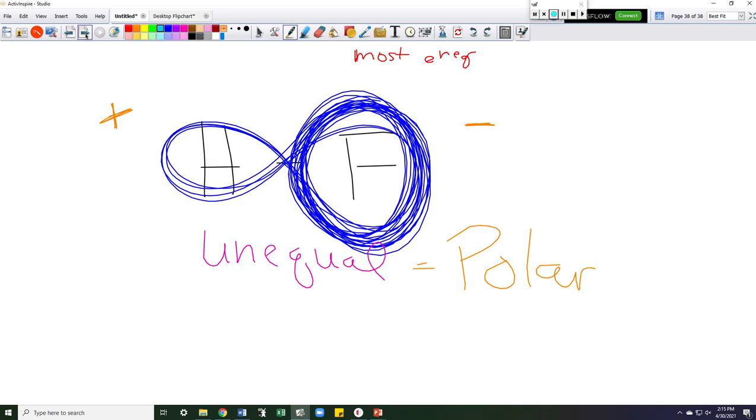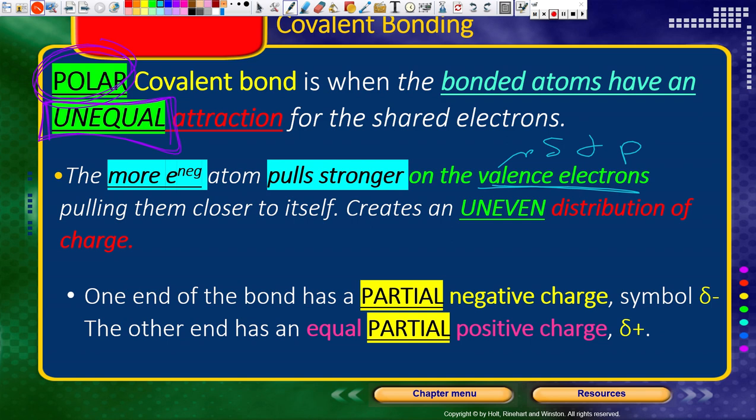So here's the question. Is this fluorine fully negative? It's only kind of negative. Read the last bullet on your slide. What does it say? The other end of the bond has a what kind of charge? A partial negative charge. And the other end has an equal partial positive charge.